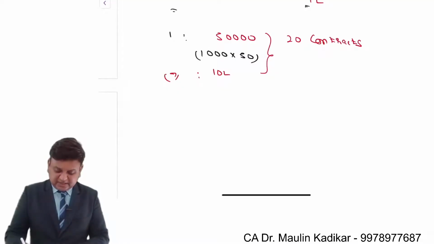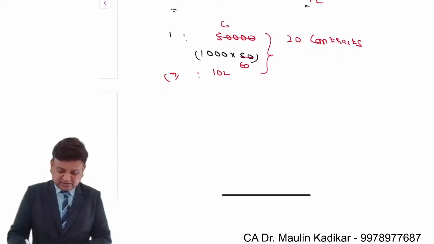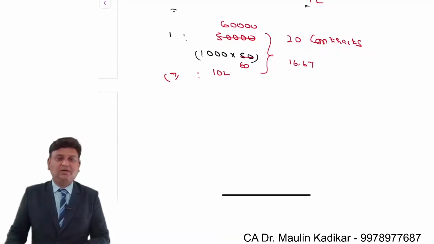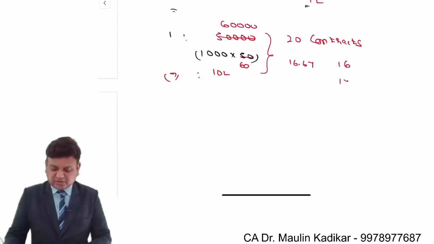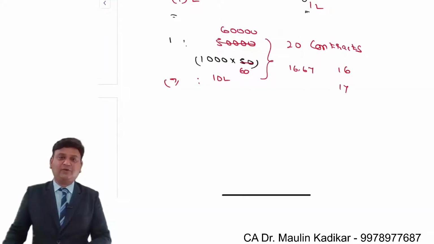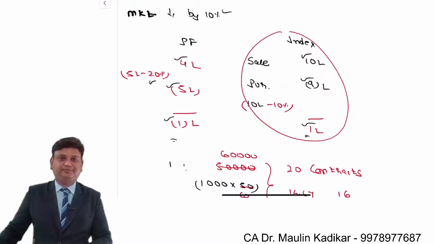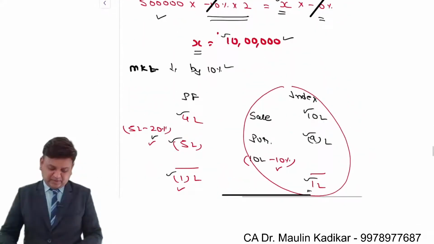Suppose, friends, that this lot size is 60, just for example. Then it will be 60,000, and 10 lakhs upon 60,000 comes to 16.67 contracts. We cannot enter into a fractional number of contracts, otherwise the lot size does not make sense. In that case, you can enter into 16 contracts or 17 contracts. That is the way the number of contracts can be entered upon, and accordingly the profit or loss will be calculated. So this is the way the number of contracts are required to be entered upon.